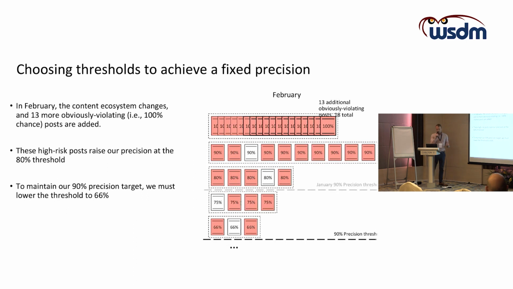Well, we've got a lot of obviously violating posts. Our precision at the old threshold goes up. We're setting our thresholds to achieve 90% precision overall. How do we respond to the precision going up? Well, we've got to lower our threshold. So now in February, after these additional pieces of content have been added, our new threshold that achieves 90% precision is down here at like 66%.